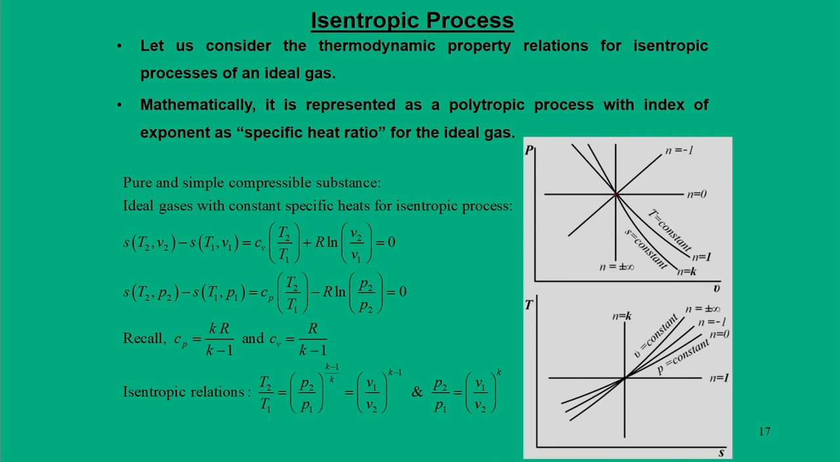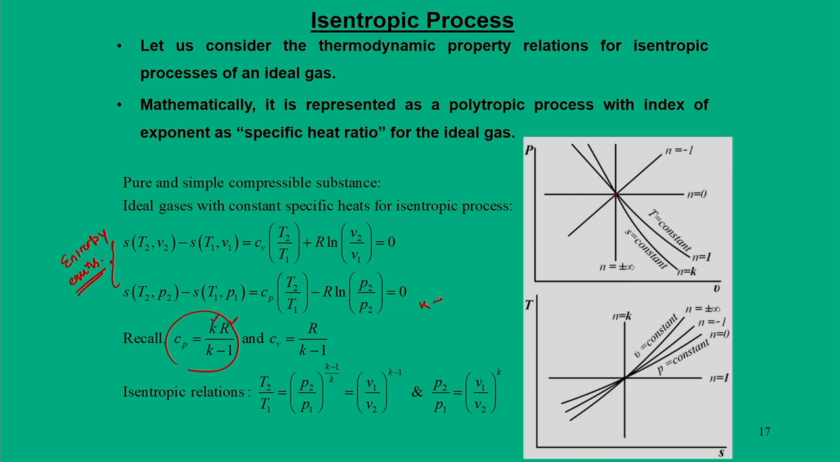we find the entropy equations, and these entropy equations we can start with this ideal gas situation, for ideal gases with constant specific heat for an isentropic process. We can write down two fundamental expressions for the entropy equations, and from these equations we can recall the expressions for specific heat as a function of k and R.